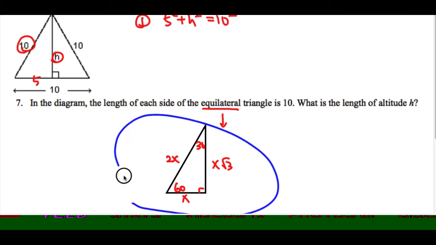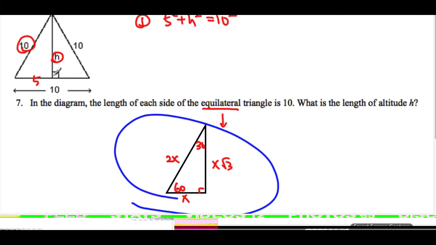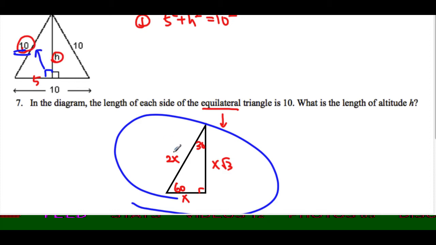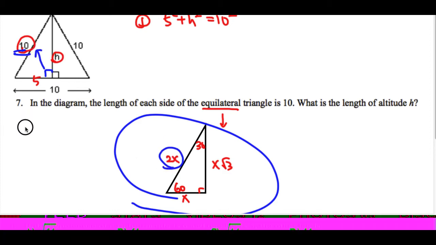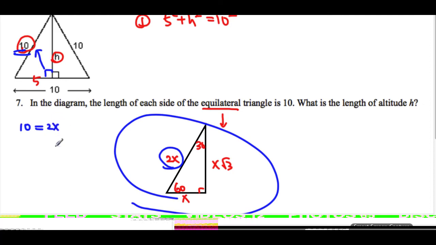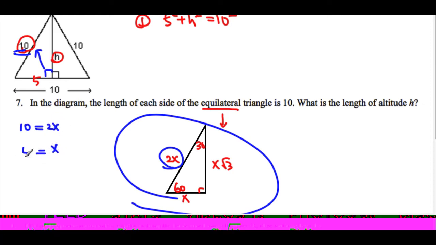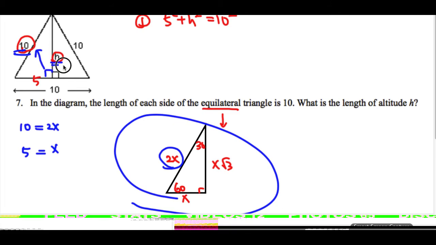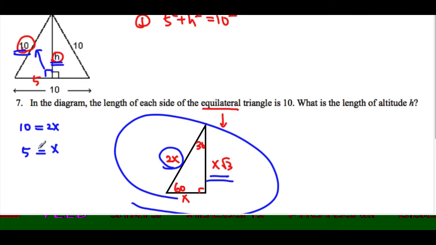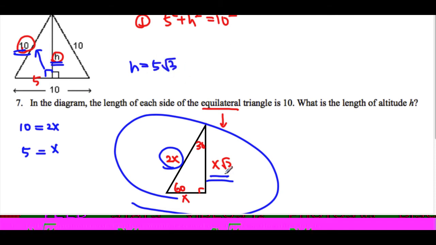But the second method is using this ratio. What is 10? 10 is opposite of the 90-degree angle, which corresponds to 2x. So you could have said 10 equals 2x. Then you can easily see that x must be equal to 5. But the other leg corresponds to x radical 3, while x is equal to 5. So what is h equal to? 5 radical 3, instead of x radical 3, because x was equal to 5.